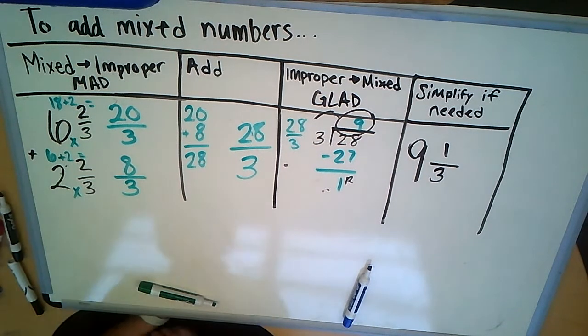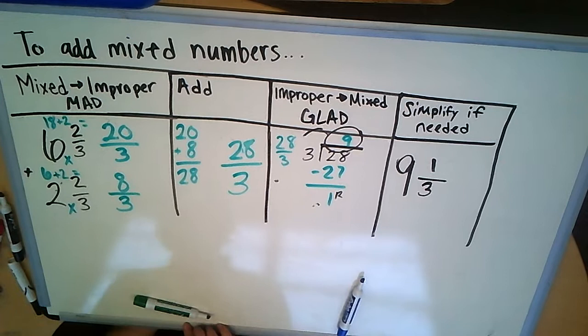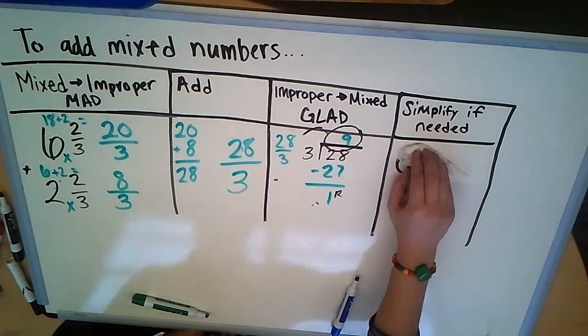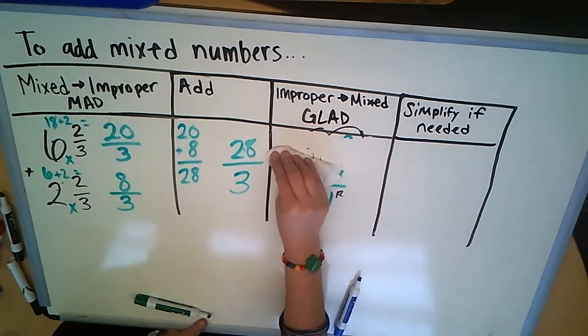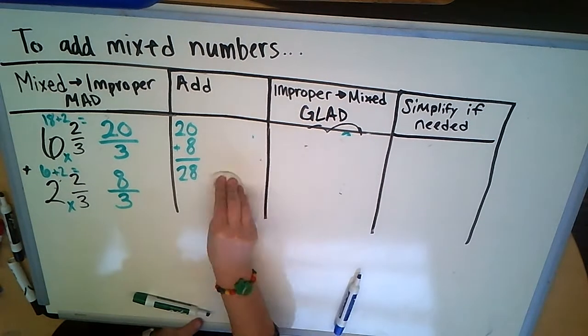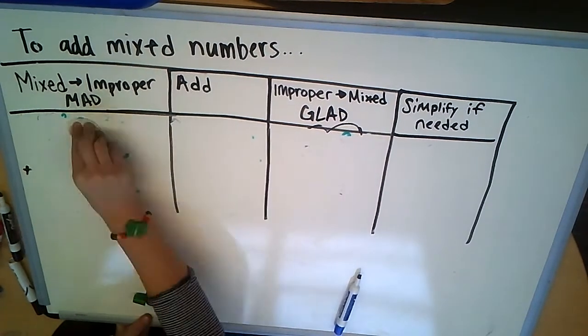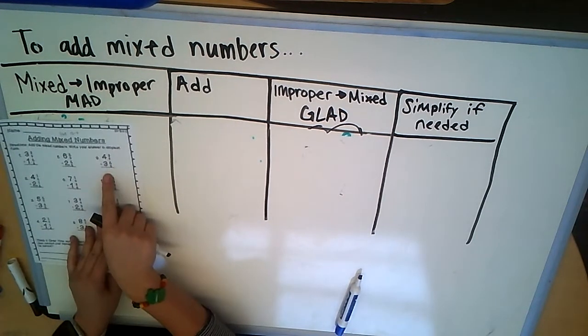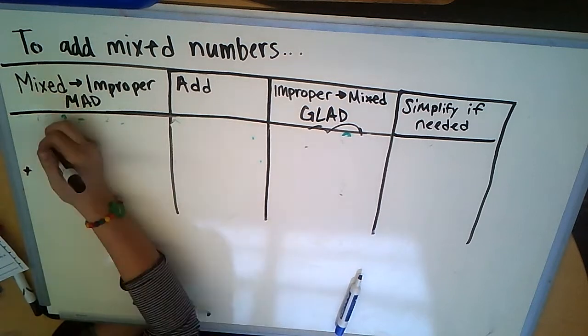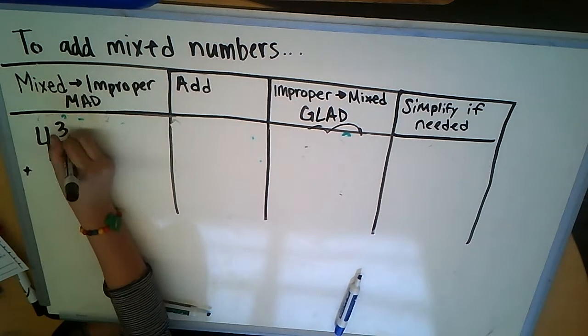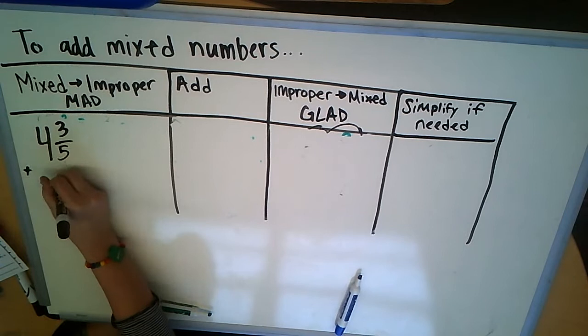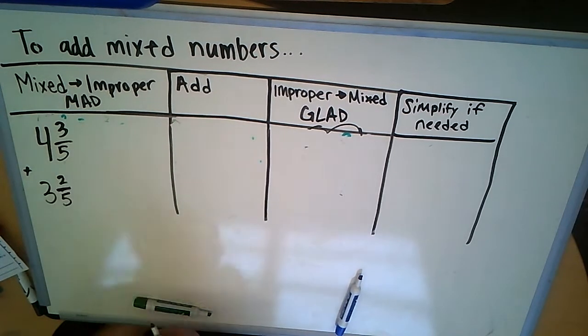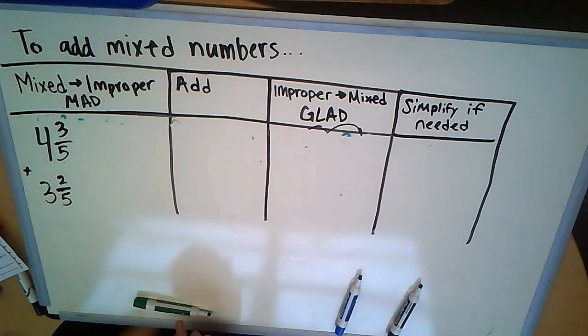Okay, the next problem we're going to do is number 9. So I'm going to erase this so that we can complete number 9. All right, so the problem is, just for reference, I'm right here. We have 4 3/5 plus 3 2/5. So we are going to complete the same steps that we've been using.